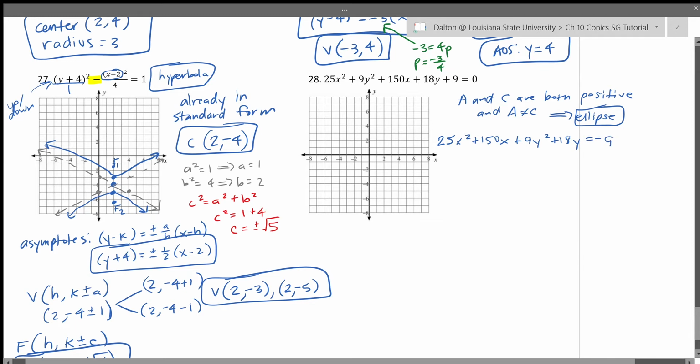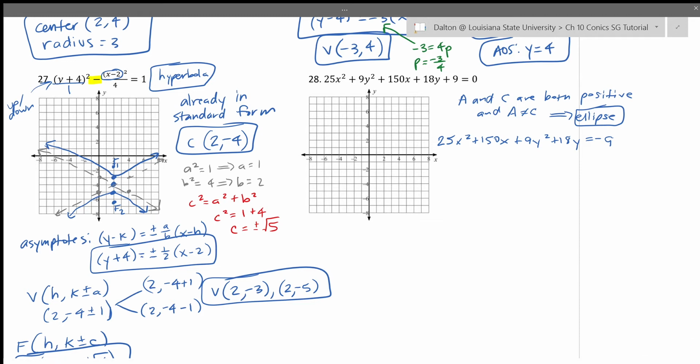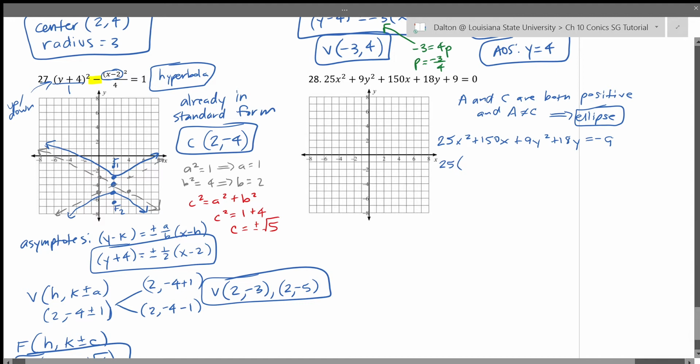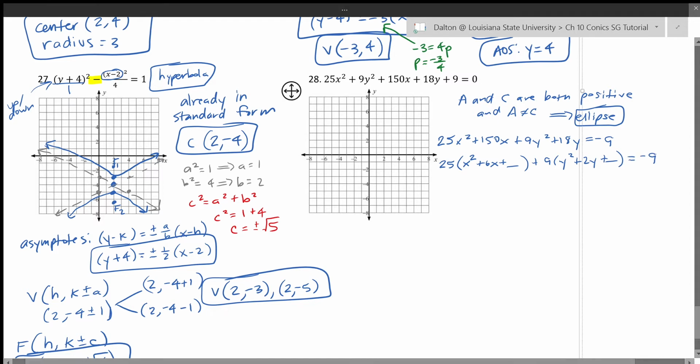Now, in order for you to complete the equation in standard form, you're going to have to complete the square, and you also need to factor out your current a terms, because your a's need to be 1 before you can complete the square. So for the x's, I'm going to factor out 25. So I'm going to have x squared plus 6x plus, leave room for a new c. Plus, I'm going to factor out 9 for the y, so that'll be y squared plus 2y plus a new c is equal to -9.